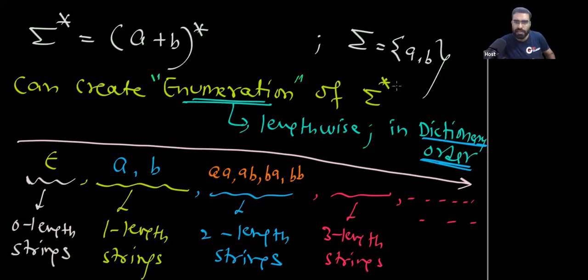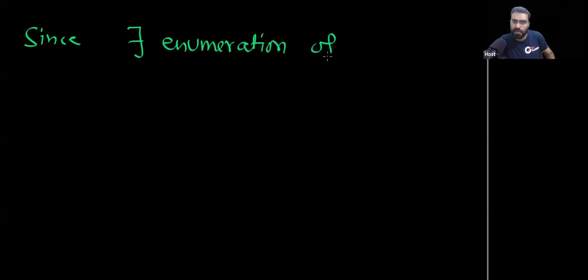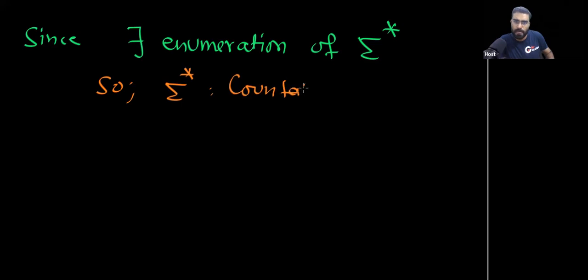Because we can create an enumeration of sigma star, sigma star is countable. Yes or no? Since there exists an enumeration of sigma star, what I can say is that sigma star is countable. Very simple, very easily you can do.